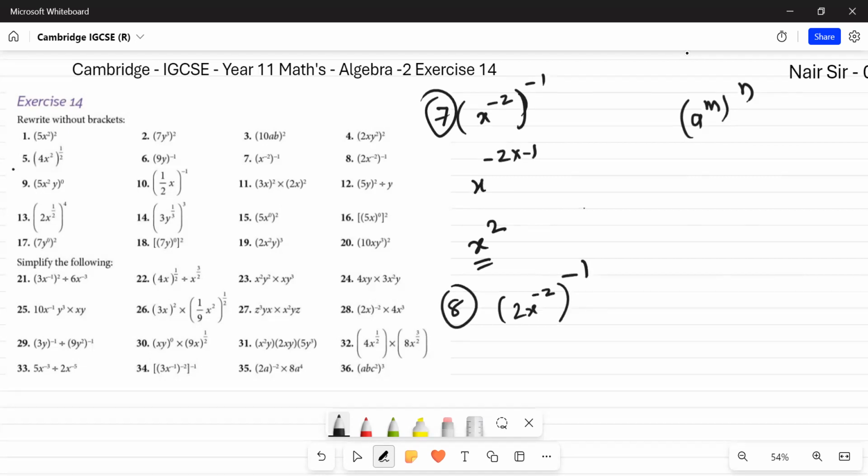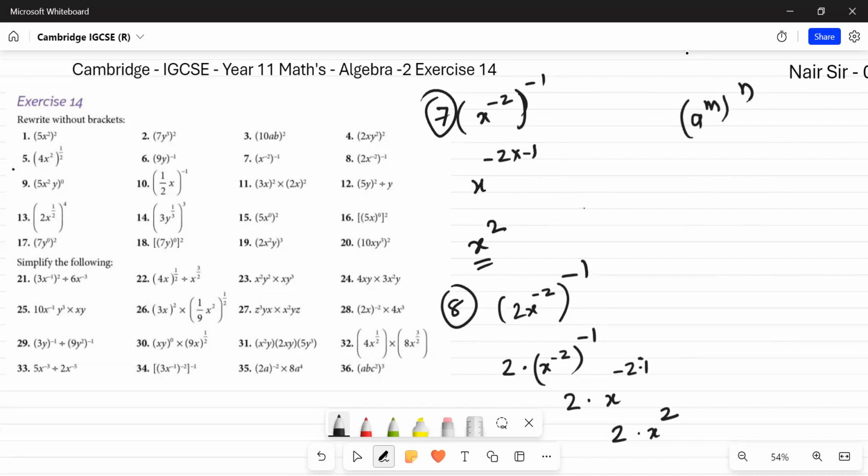The 8th one is 2x minus 2 raised to minus 1. Okay, what can I do? I can write 2 as the square root of 2, the whole squared. Okay, I will not do that. I will write this as 2 into x minus 2, the whole raised to minus 1. Okay, and what will that give me? 2 into x minus 2 into 1 minus 2 into minus 1. What will it give me? 2 into x squared.